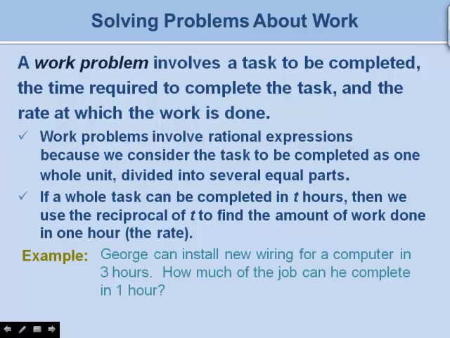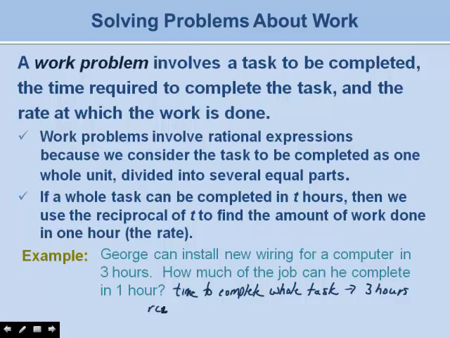Here's an example. George can install new wiring for a computer in 3 hours. How much of the job can he complete in 1 hour? This is where we're going to use the reciprocal of the time it takes him to complete the whole task. So the time to complete the whole task is 3 hours.